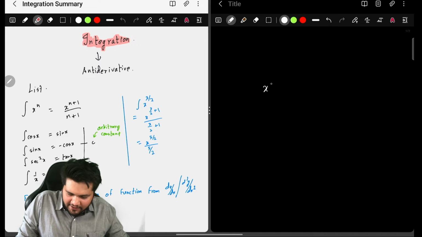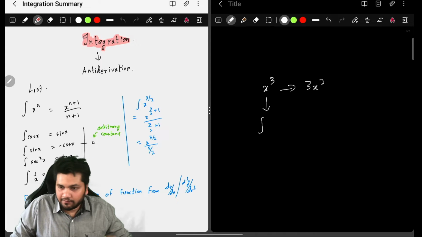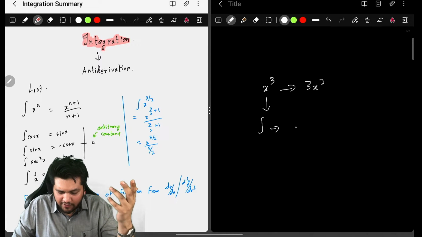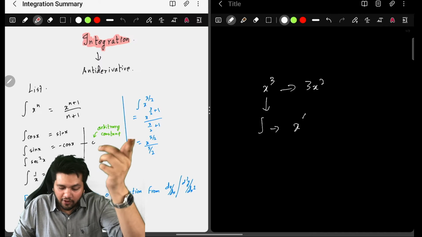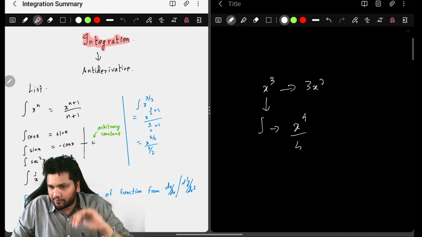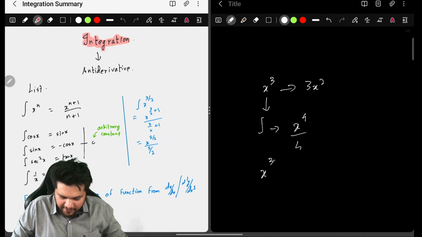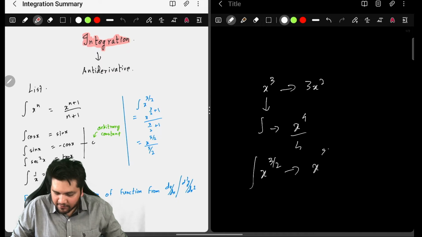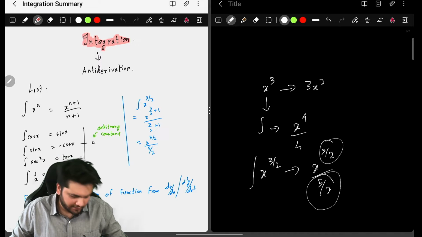For example, if I have x cube, the derivative of x cube is 3x square. But if I talk about the integral of x cube, it's going to be greater than that. So it's going to be x to the power of 4 upon 4, like plus 1 upon plus 1. If it is x to the power of 3 by 2, the integral of this is going to be x to the power of 3 by 2 plus 1, which is 5 by 2, upon 5 by 2. Whatever is in the power goes in the denominator. Obviously, you can solve it further.